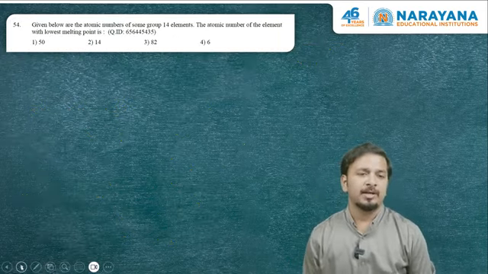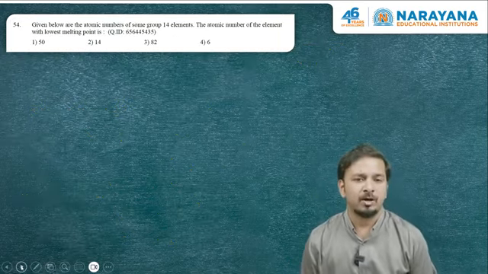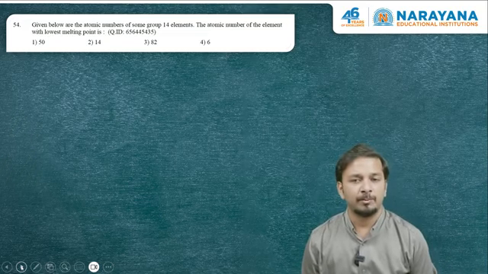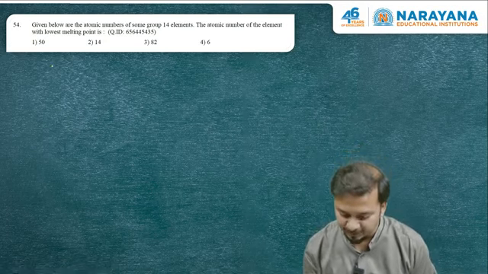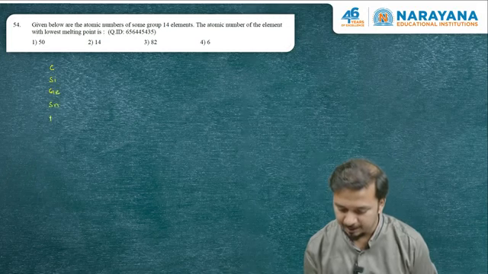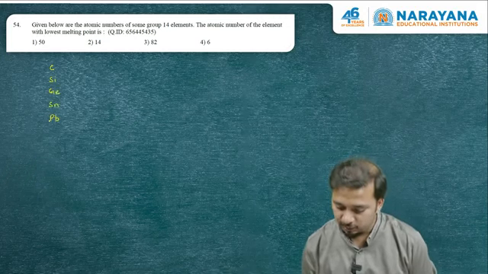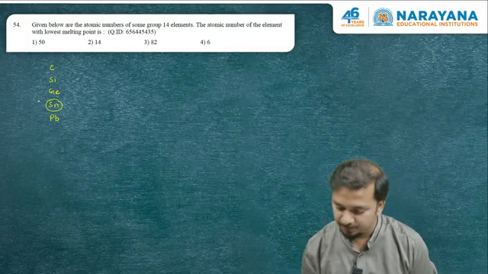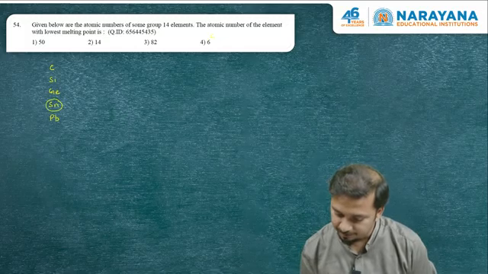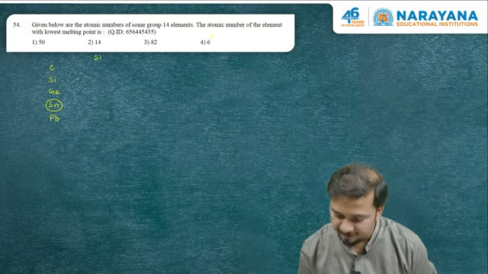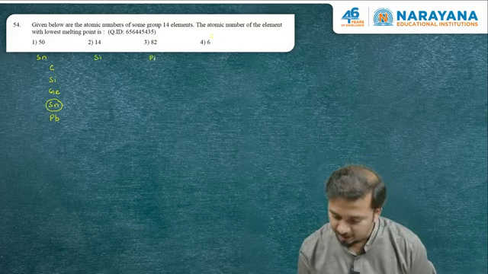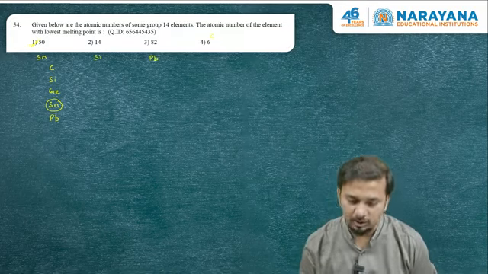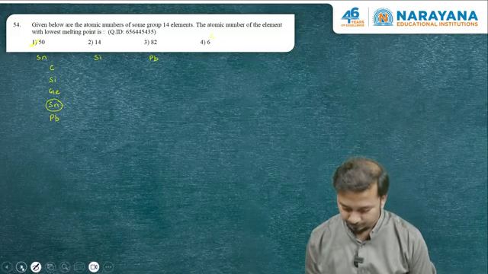Moving to next question. Given below are the atomic numbers of some group 14 elements. The atomic number of the element with the lowest melting point is. So they are talking about group 14 elements, which means carbon, silicon, germanium, tin and lead. Out of these, the lowest melting point will be of tin. So, atomic number 6 is carbon, atomic number 14 is silicon, atomic number 50 is tin, atomic number 82 is lead. So, correct answer for this question is option number 1, that is 50.